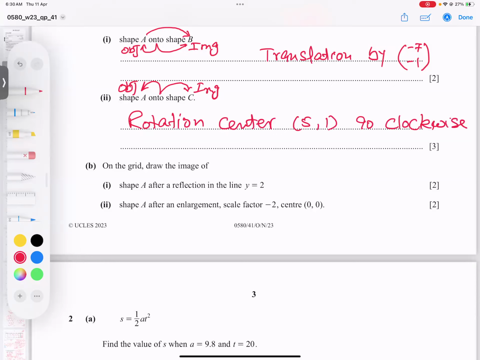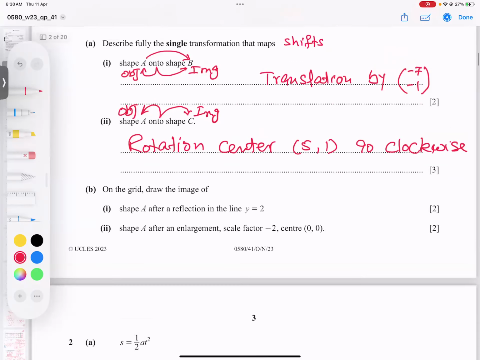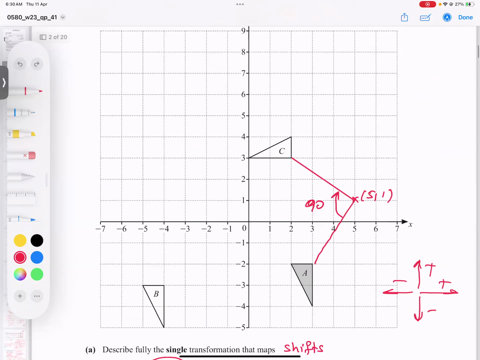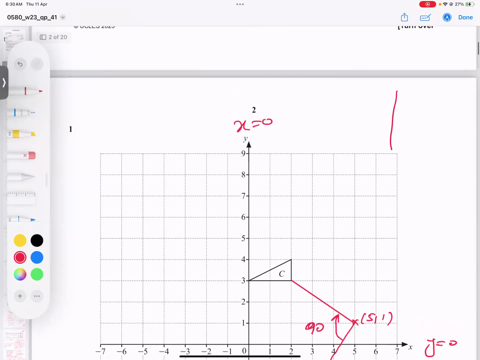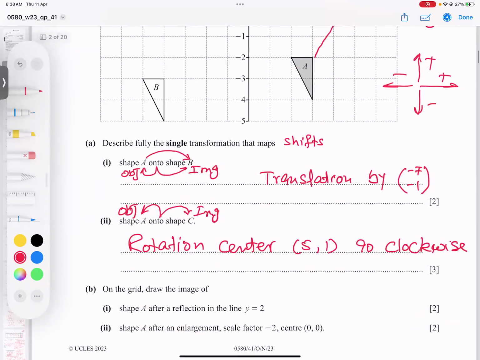So I think this part is very clear and let's go to the next part. This is a bit easier: the shape A after reflection in y equal to 2. And I suggest to my students, whenever you start graphing, this is called the equation of the x-axis, which is y is equal to 0. This is the y-axis, but what is its equation? x is equal to 0, the opposite variable equal to 0. So if this line is y is equal to 0 and this passing through 1 is y is equal to 1, passing through 2 is y is equal to 2. So we are looking for where y is equal to 2.